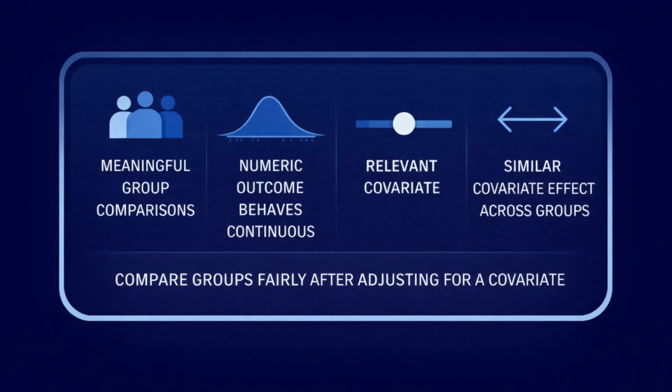A useful way to summarize the assumptions is this. ANCOVA assumes that group comparisons are meaningful, that the outcome behaves like a true numeric score, that the covariate is relevant, and that the covariate influences the outcome similarly across groups.